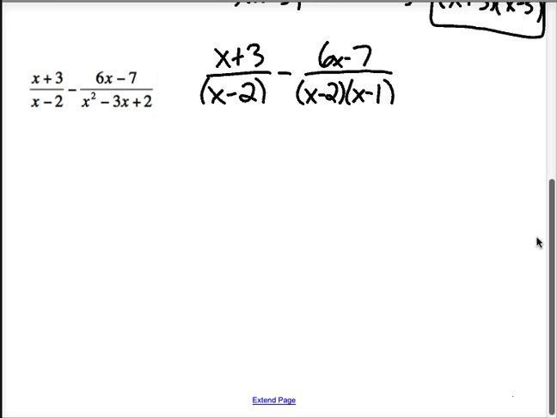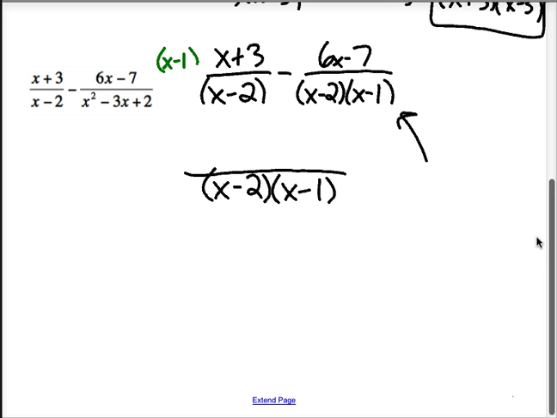So if I have to represent every piece of the denominators in a common denominator, those are the only pieces I see in the denominator. So what does that mean? Well, it means that one is already complete. That one already has both of those pieces, so I don't have to worry about manipulating it into a common denominator. The one I have to worry about is this piece right here, because this piece is missing that x minus 1 piece.